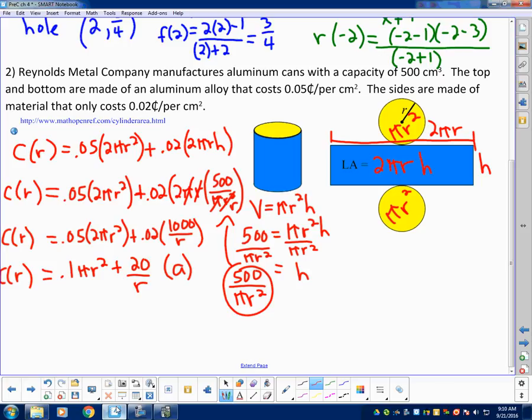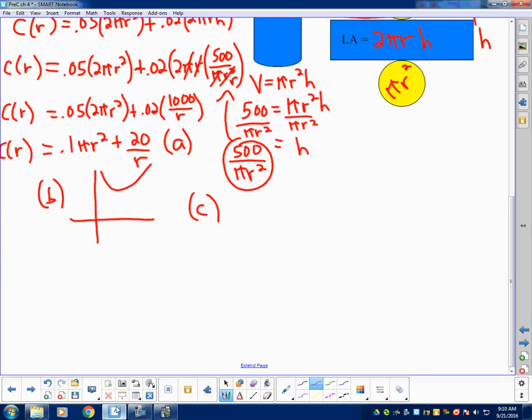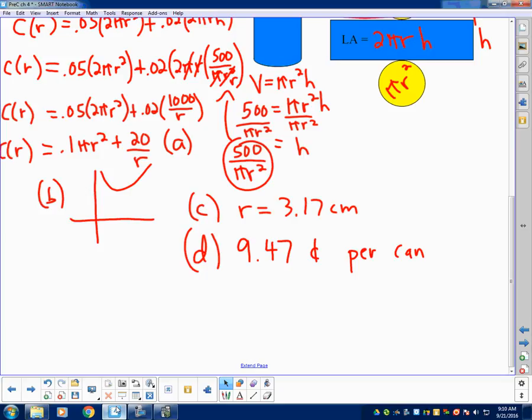Ask the question, graph the function. We did that. So B is the graph. All we really care about is this little piece up here. C says what value of r will result in the least cost? r equals about 3.17 centimeters. D, what was the cost per can? 9.47 cents per can. So once you have the function, you can then use the calculator to get your value x, or in this case r, to give you the minimum cost.